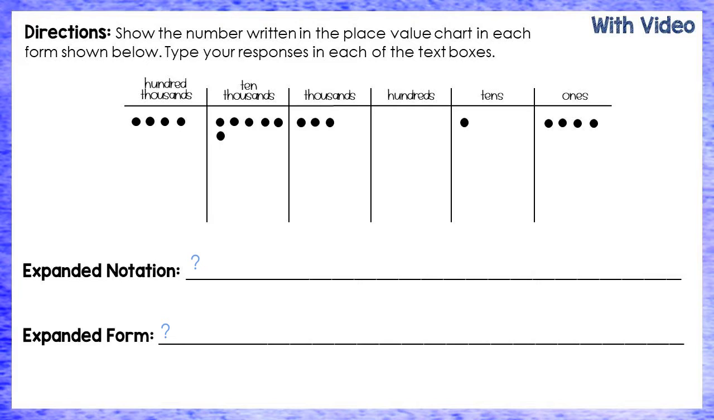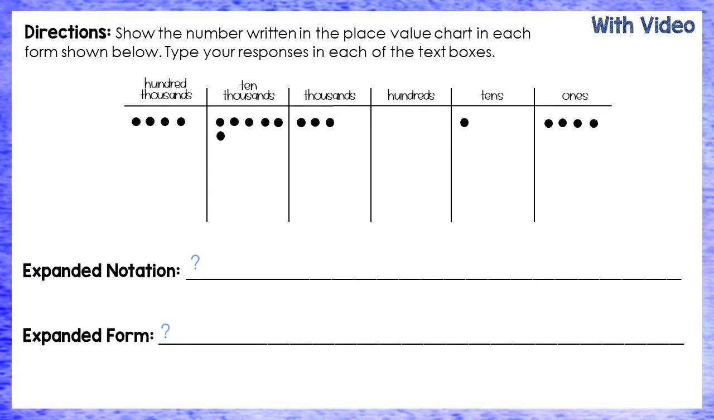Let's read the directions. Show the number written in the place value chart in each form shown below. Type your responses in each of the text boxes. So anywhere where there is a blue question mark, you can click and the text box will come up and you can type in your answer. If you accidentally delete the text box, that's okay. Just go ahead and click undo.